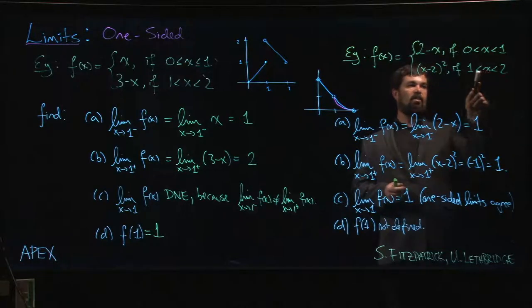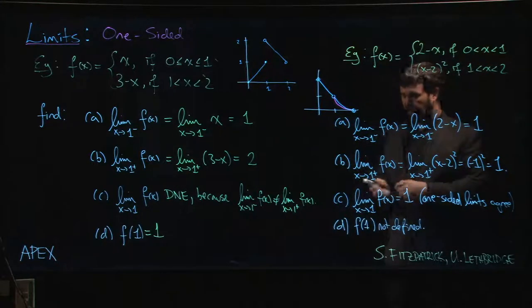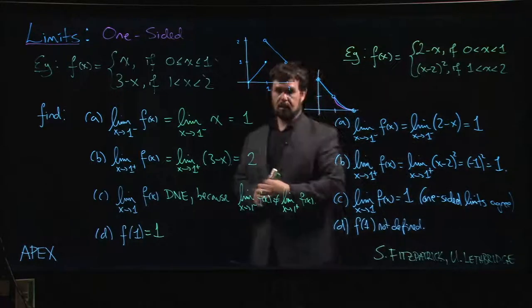If we had, say, x greater than or equal to 1 here, if there was the equal sign, then we could use this. If we had the equal sign here, we could use that. Because those are missing, we have to leave it at that.